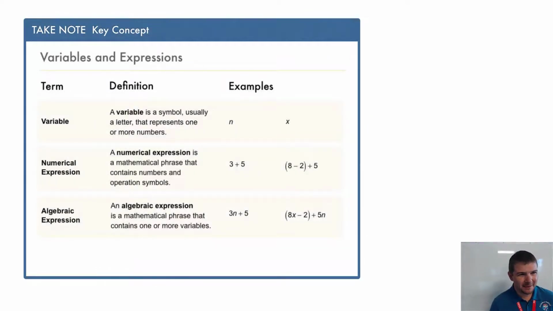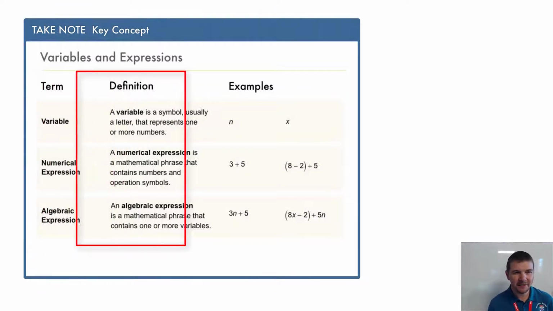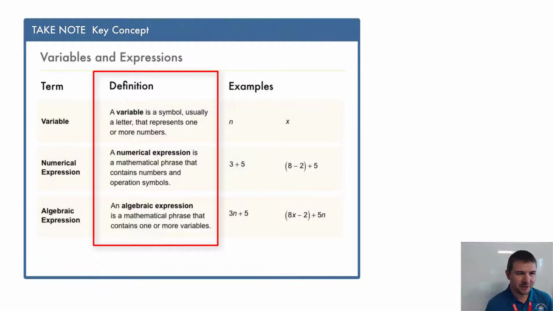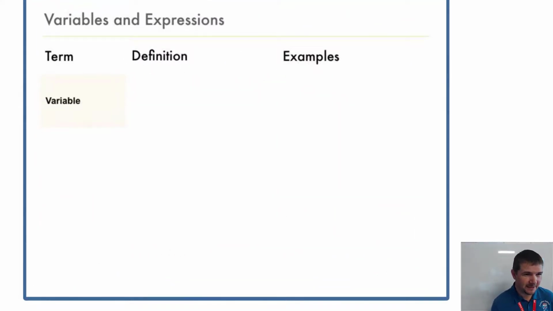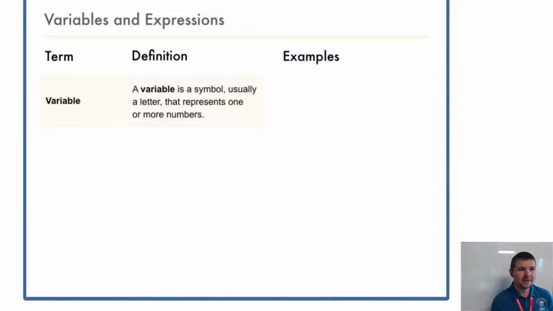Take note, key concept, variables and expressions. We'll see some terms on the left, their definitions to the right of the term, and then examples on the far right. First term, variable. Its definition: a variable is a symbol, usually a letter, that represents one or more numbers. Some examples could be the variable n or x.